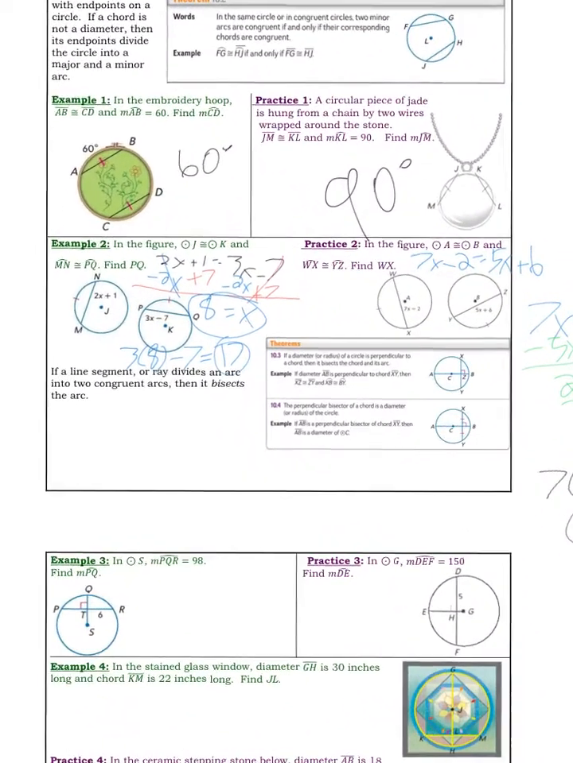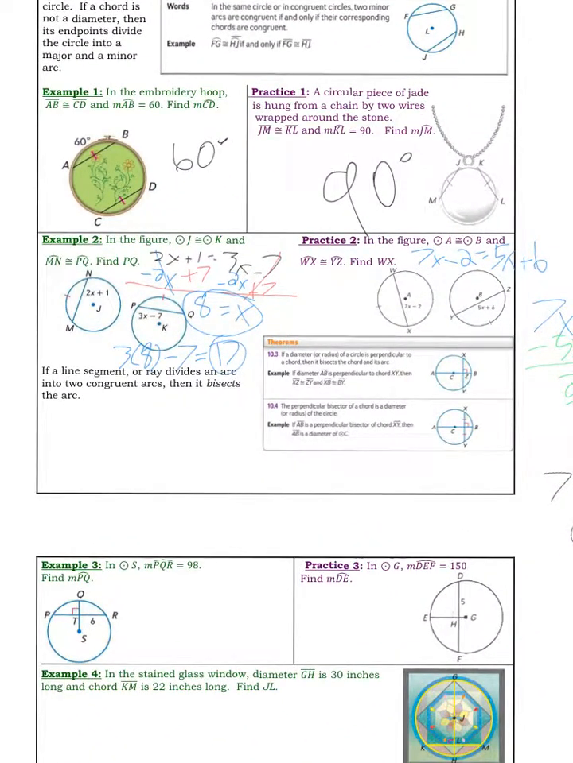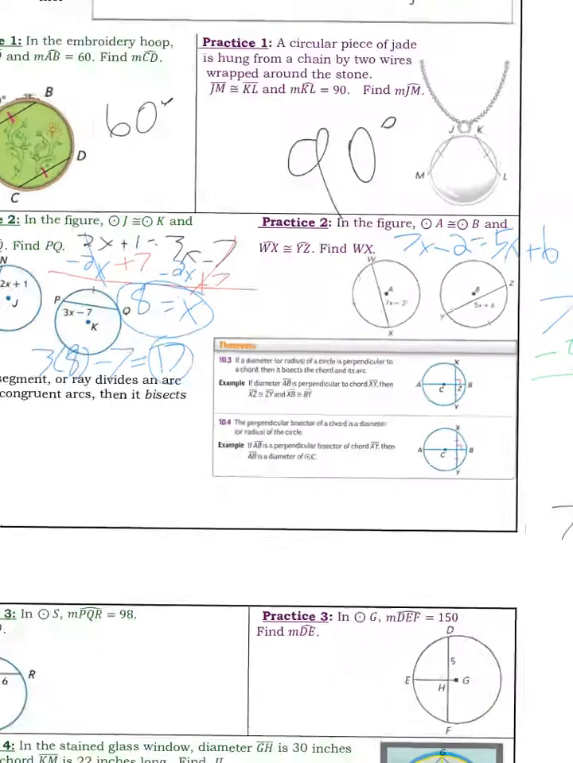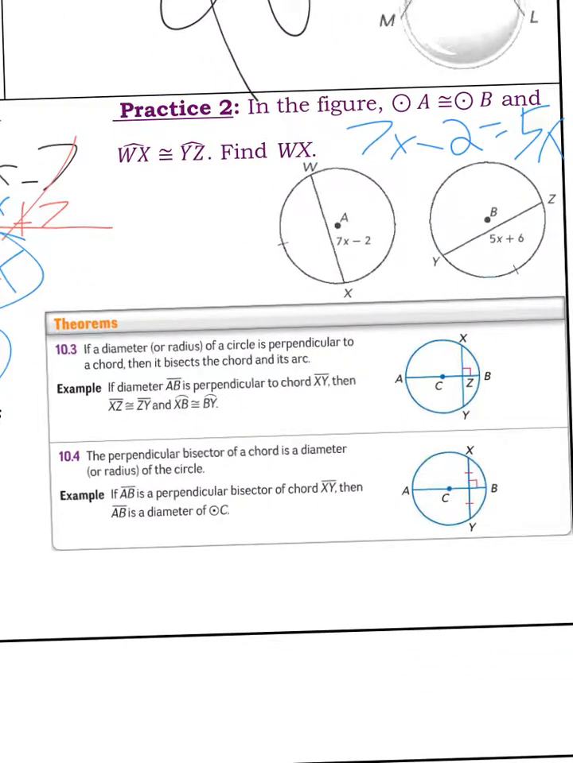Alright. Moving right along. So, if a line segment or ray divides an arc into two congruent arcs, then it bisects the arc. Alright. So, if diameter AB is perpendicular to chord XY, then you've got the segment XZ is congruent to ZY, and XB is congruent to BY. Yeah, that kind of makes sense.